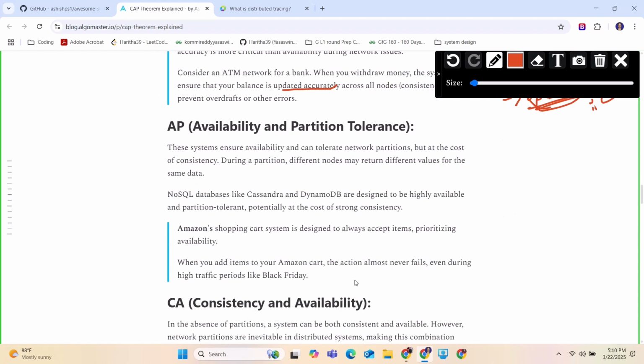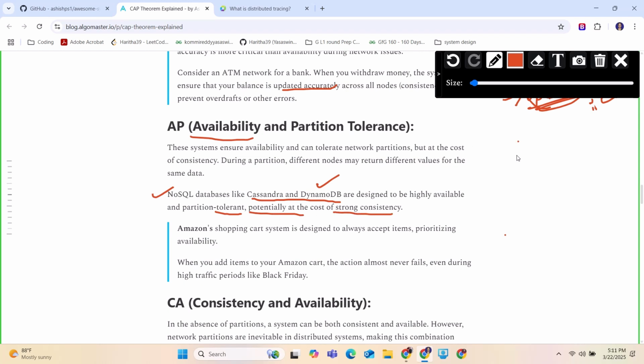Next, AP. How can we have availability and partition tolerance together? These systems ensure availability and can tolerate network partitions, but at the cost of consistency. During a partition, different nodes may return different values for the same data. NoSQL databases like Cassandra and DynamoDB are examples of AP, availability and partition tolerance, designed to be highly available and partition tolerant, potentially at the cost of strong consistency.